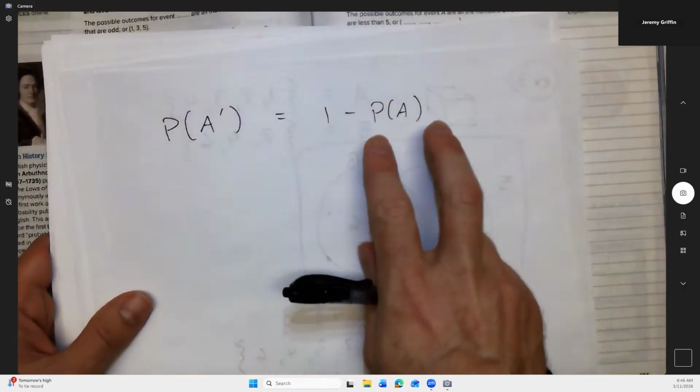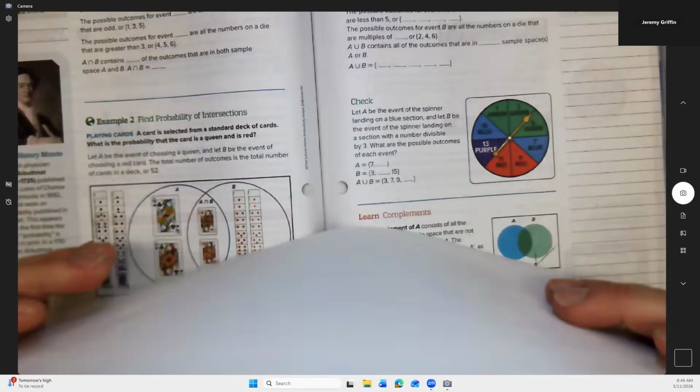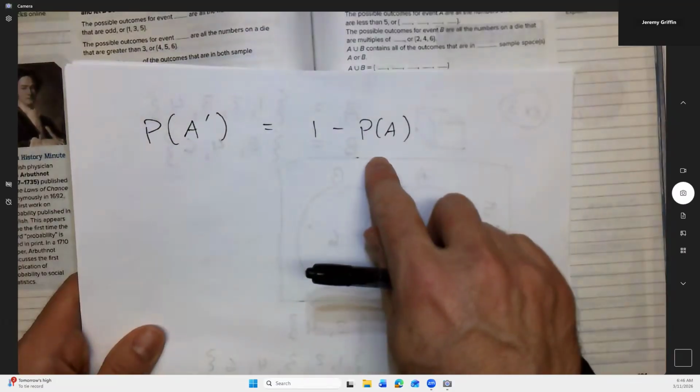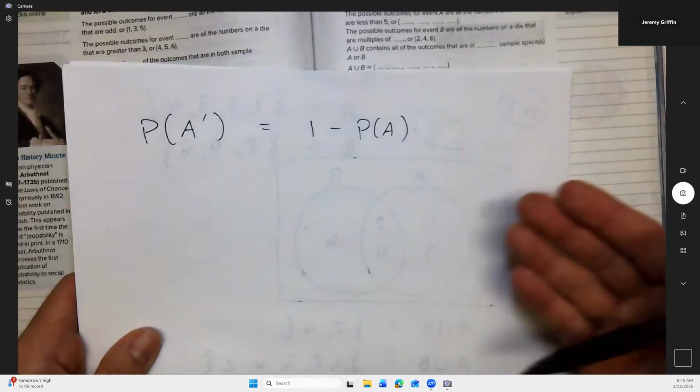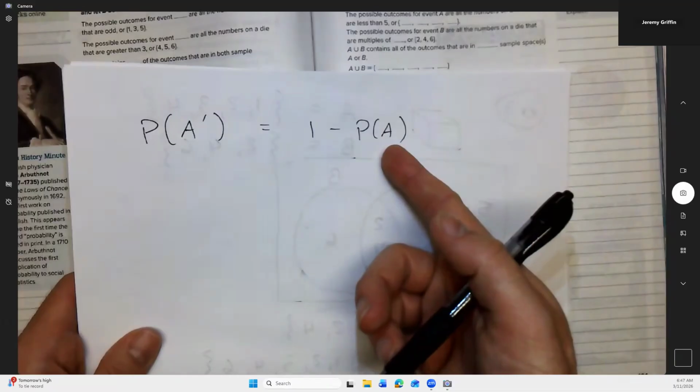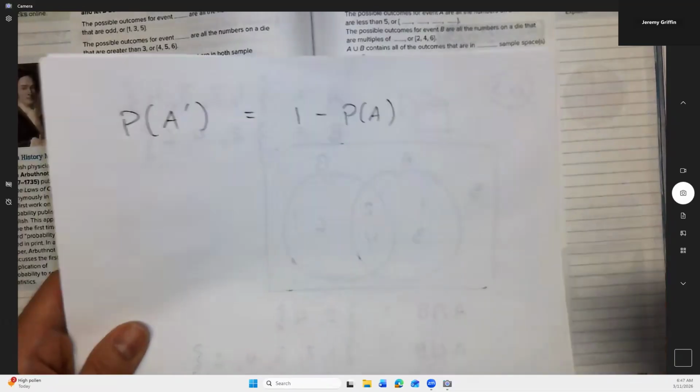A lot of times, depending on how the question is framed, it's easiest to solve it this way. You say, what's the probability of something not happening? You say, what's the probability it does happen, and then say 1 minus that to say it doesn't happen.